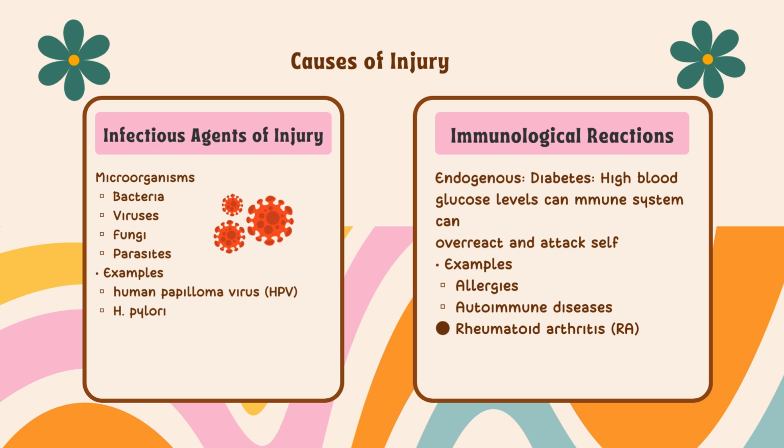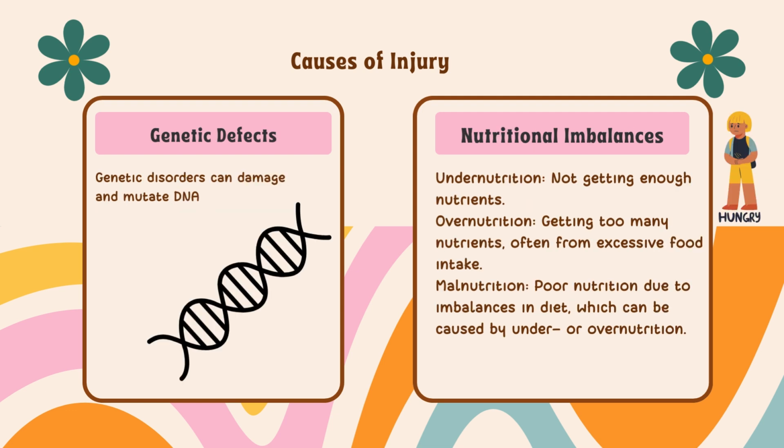Now, infectious agents of injury are microorganisms like bacteria, viruses, and fungi, and those are the things that commonly get us sick. Immunological reactions are when the body's immune system overreacts and attacks itself. There are also genetic defects, where genetic disorders can damage and mutate DNA, like Down syndrome, for example. And nutritional imbalances, where you're not eating right.